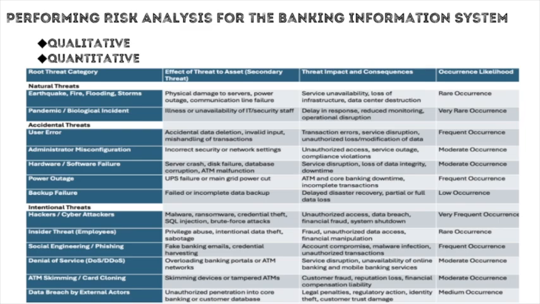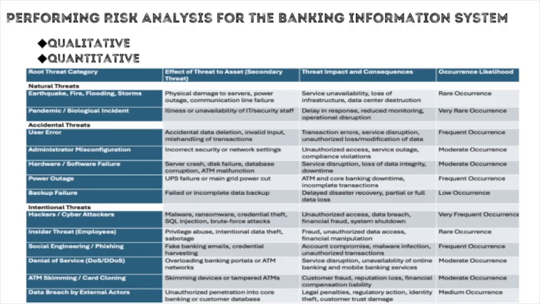Accidental threats. Next, we have accidental threats. These are unintentional mistakes made by humans or system errors. User error is one of the most common issues, such as accidental deletion of data, invalid input, or mishandling transactions. This occurs frequently and can cause medium to high impact.